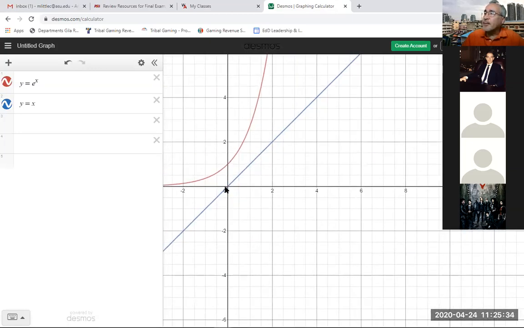So we want to go from 0 to 2. The e to the x is always on top. We don't have to find the intersection, which is good because they don't intersect. And so we're just going to find the area between these two curves from 0 to 2.